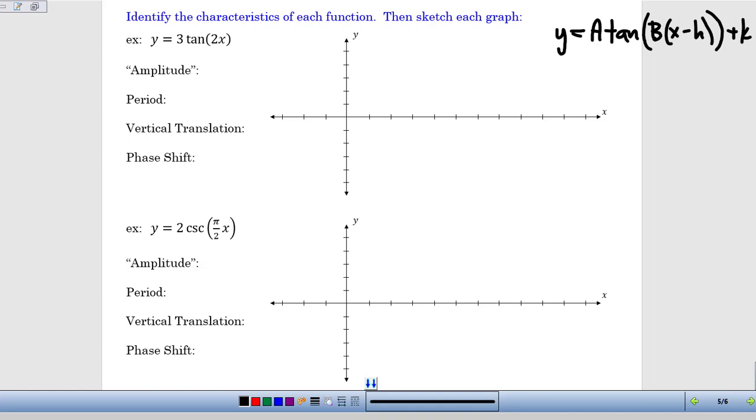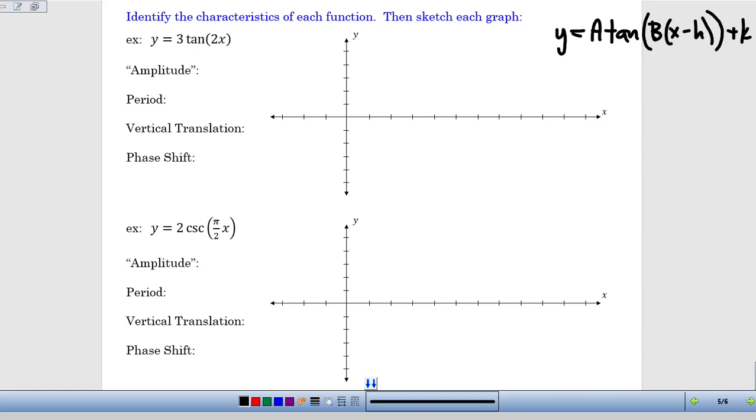So just like we did with the sine and cosine functions, we can torture ourselves by bringing in transformations, by changing the amplitude, by changing the period, translating the graph up and down, although we'll generally ignore that one in these examples here, and we can introduce a phase shift, so translating the graph left and right.